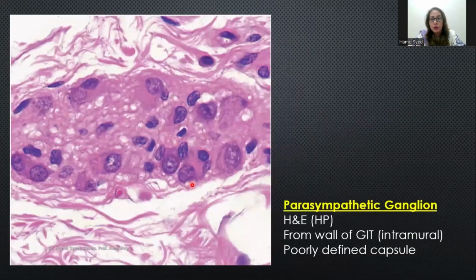So here is now the parasympathetic ganglion, which is another type of autonomic ganglion. These ganglia are typically present within the walls of the viscera. So you can see on the outer aspect, their connective tissue capsule is not so obvious, since the connective tissue simply merges or unites with the connective tissue of the viscus. So there's a poorly defined capsule.